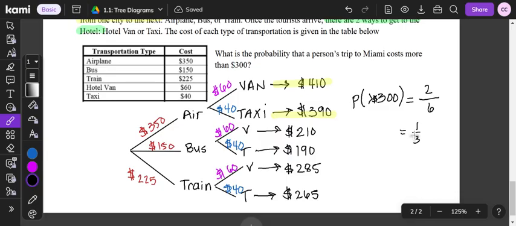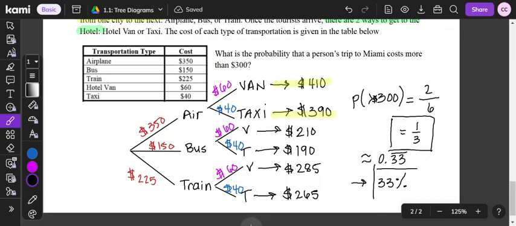And of course, we know that this is about 0.33 repeating, or 33%. So we have a 1/3 or about a 33% chance that taking this trip is going to cost me more than $300.